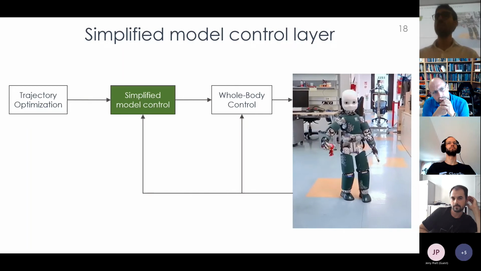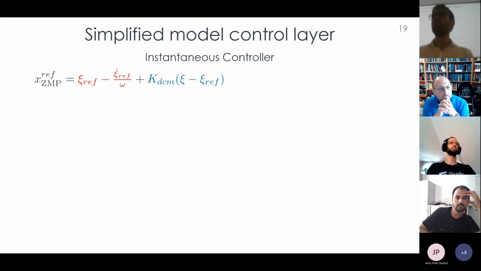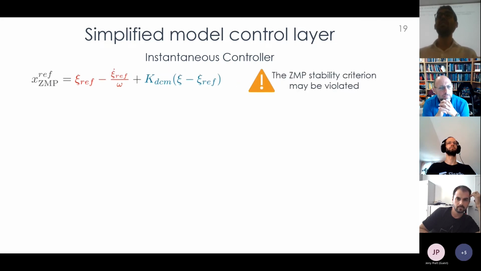Okay, so we consider the trajectory optimization fixed, so we don't change it anymore, and we focus on the simplified model control layer. We started from an instantaneous controller. This controller is composed of two parts. The first, blue term is the feedback term, and the red term is the feed-forward term. This controller is super simple to implement, but unfortunately, it has some problems. For instance, the ZMP stability criterion may be violated, so the ZMP may exit the support polygon of the foot. A solution is to design and implement a predictive controller that is composed of three main ingredients.